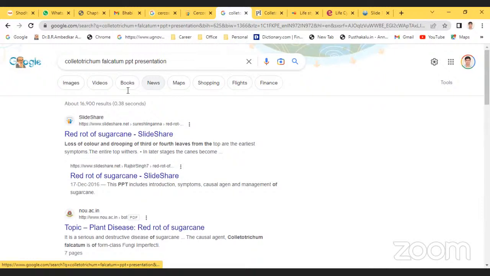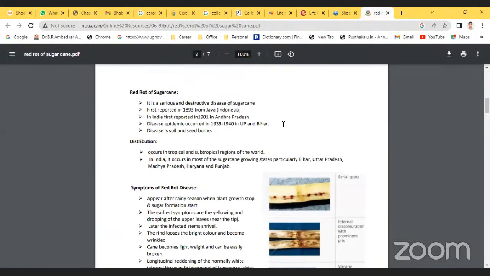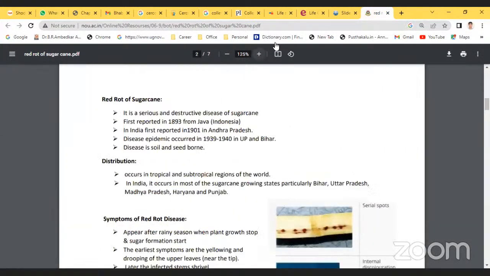Now we will go to the symptoms. Colletotrichum falcatum causes red rot of sugarcane. The fungus generally attacks the stems and midribs of the leaves. Look at this slide. Plant growth is adversely affected when Colletotrichum falcatum attacks the sugarcane. There is no plant growth.